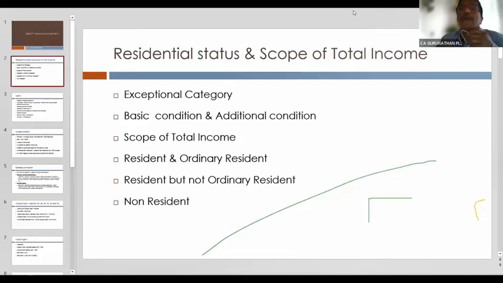Now, what you are supposed to keep in mind while appearing for the examination is that there are marks allocated for each topic. Let us start with the residential status. While going to the residential status, what are the important points you're supposed to keep in mind? I'll make a brief of that, and then I'll try to cover the different types of questions you can expect from this residential status.